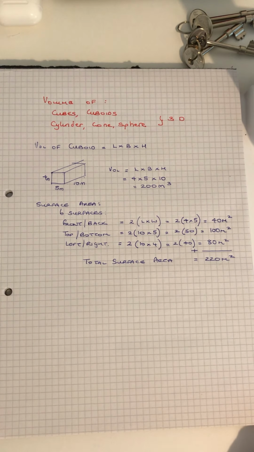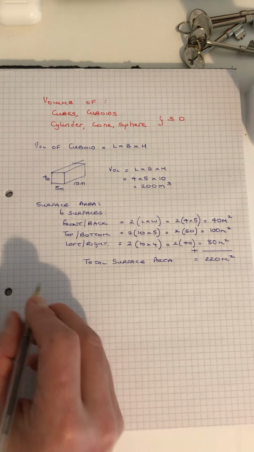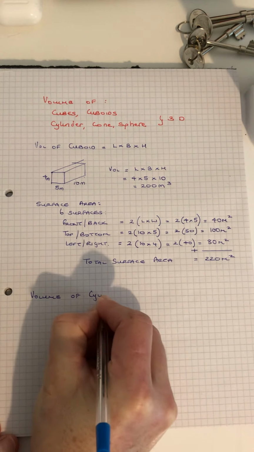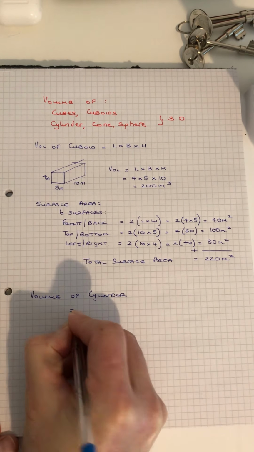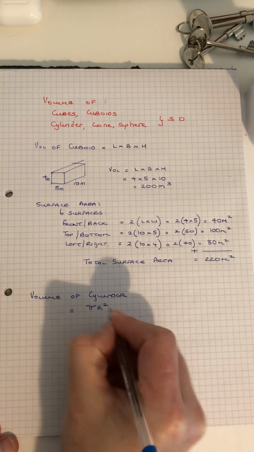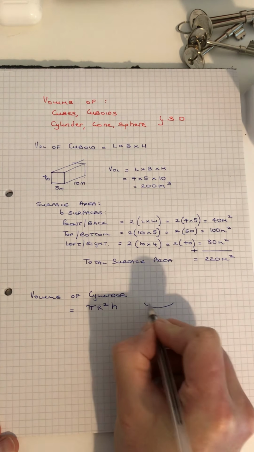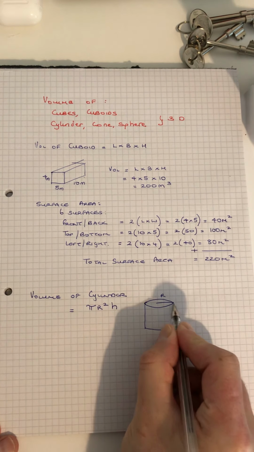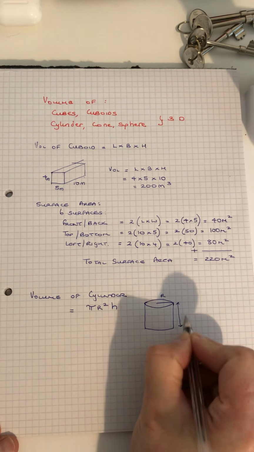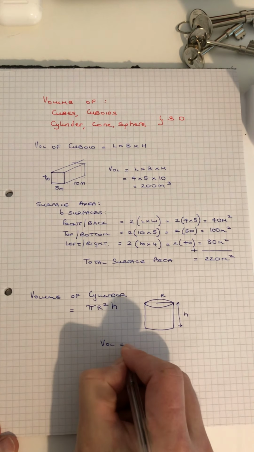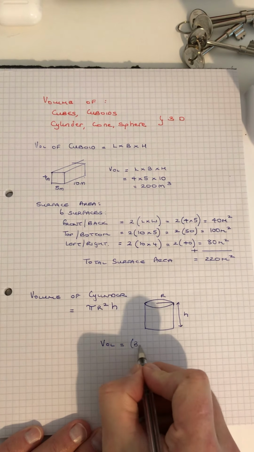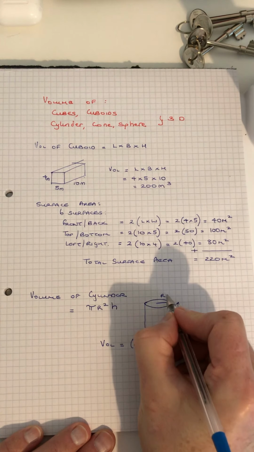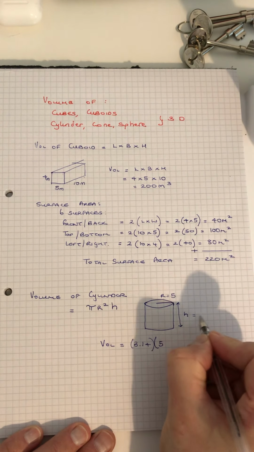And then we're moving on to cylinders. So the volume of a cylinder is equal to pi r squared h. So you have a cylinder that looks like so. There's the radius. H will be the height. So the volume is equal to pi is 3.14. The radius we'll say is 5. And the height is equal to 8.